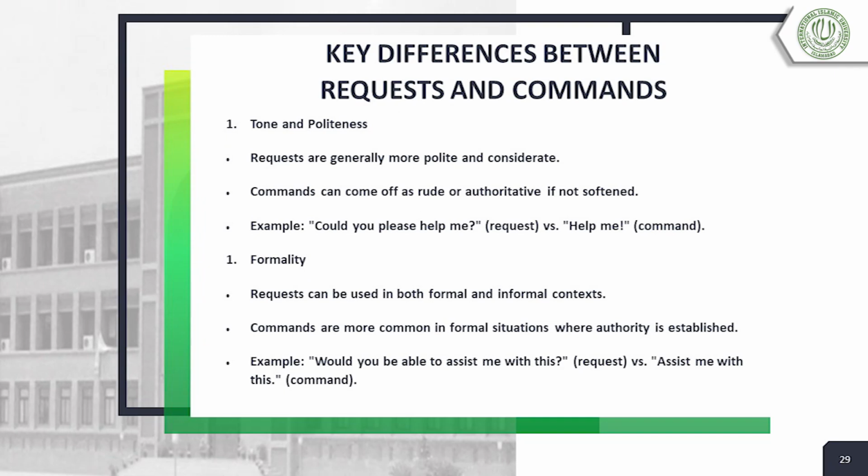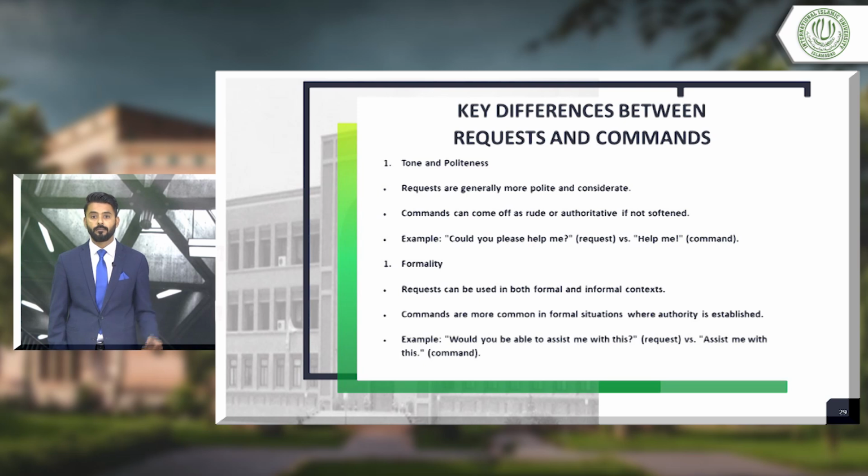So when we talk about formality and we need to analyze the difference between a command and a request, we see that requests can be used in both formal and informal situations, of course. But if we talk about commands, then commands can only be used in formal situations. In informal situations, of course, they are not used. As I said earlier, commands are usually given by people who are in authority, who is the boss or who is in charge of that situation. So commands are used in formal situations.